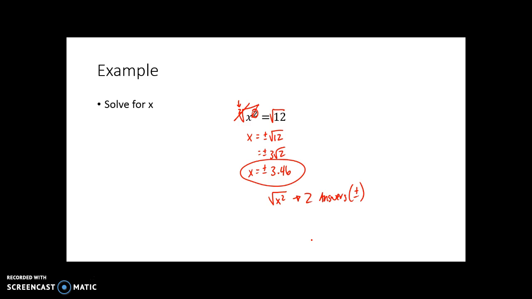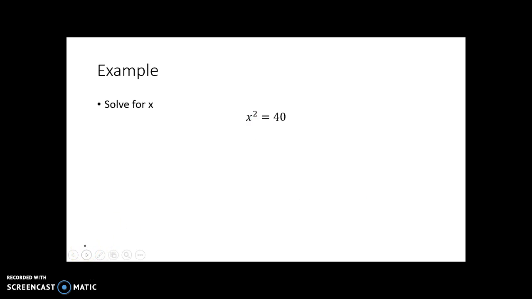Take a minute, try this example on your own, pause it, and when you've completed it, check your work. Again, because I have x squared equals 40, to get rid of the x squared, I square root both sides. I get x equals, because I took the square root of x squared, plus or minus square root of 40, which would be technically plus or minus 2 root 10.